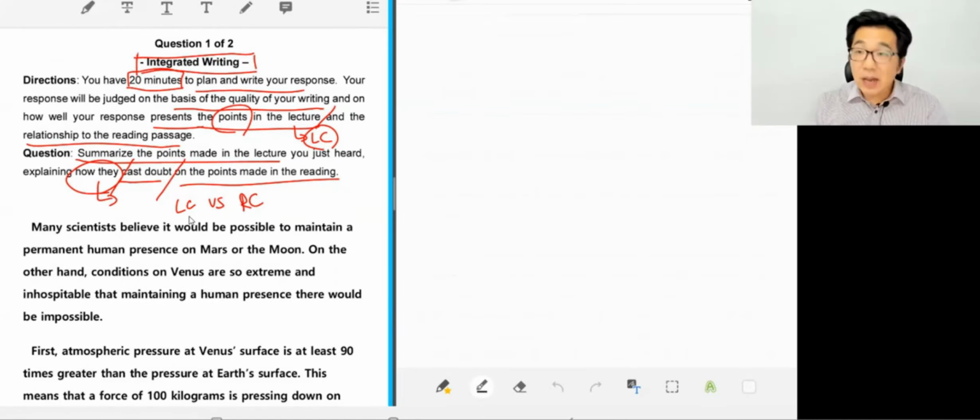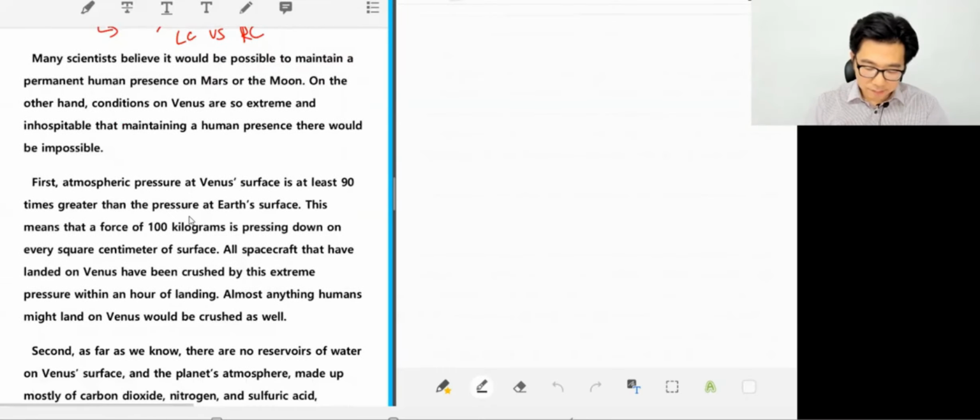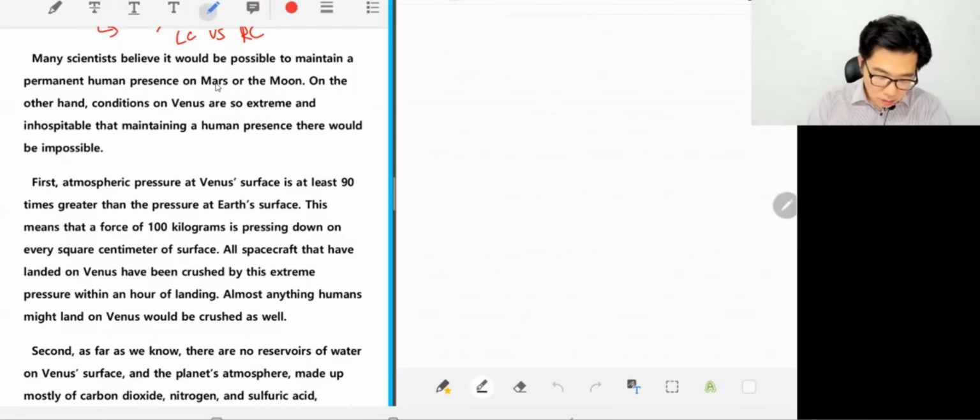So let's get started. Step 1, covering the reading passage together and comprehending and understanding it together. Okay. Many scientists believe it would be possible to maintain a permanent human presence on Mars or Moon. Okay, so not every scientist, but many scientists believe it's possible to maintain a permanent human presence where?